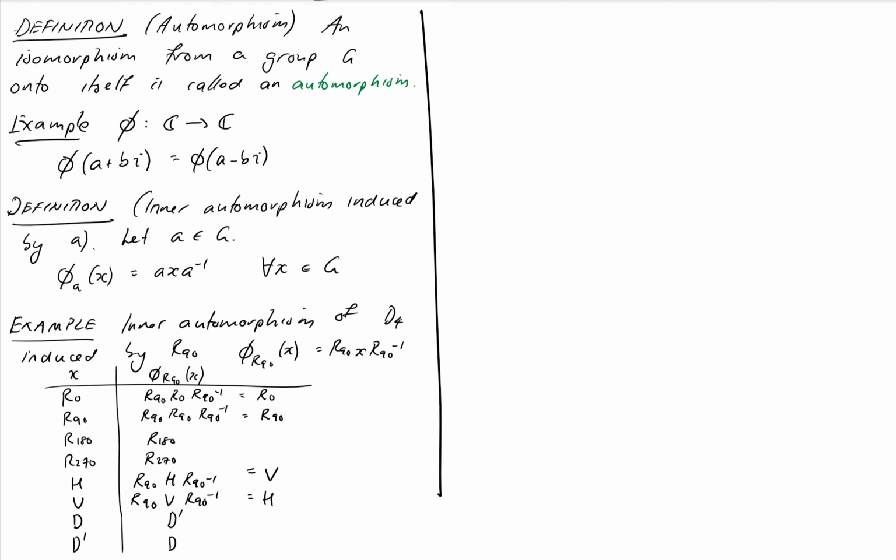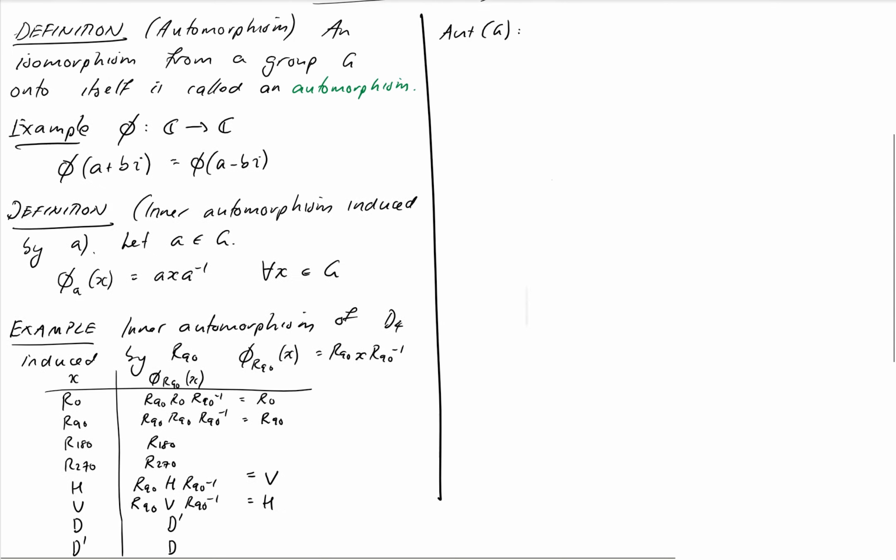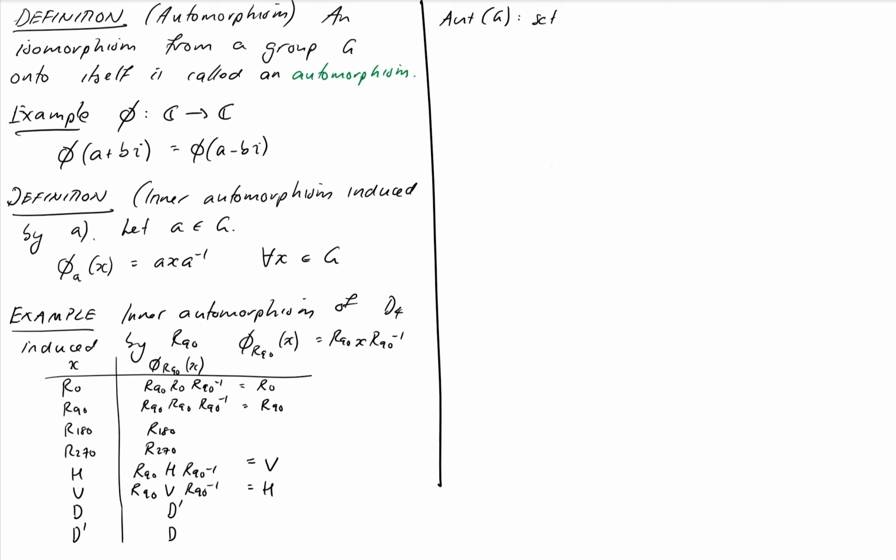Okay, a little bit of notation. We'd call Aut of G the set of all automorphisms of G. And also we have Inn, short for inner, of G, the set of all inner automorphisms of G. And actually it turns out that both of these sets are groups.